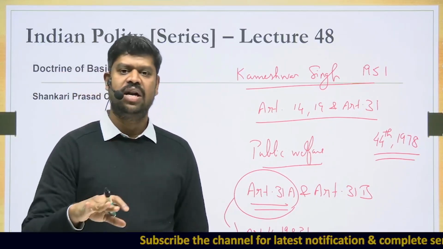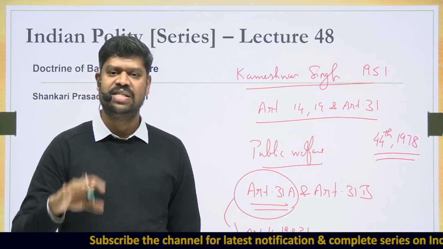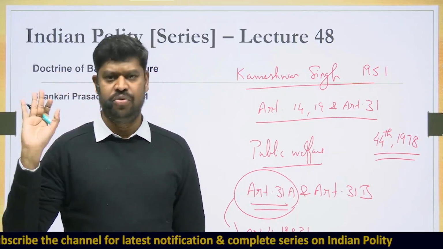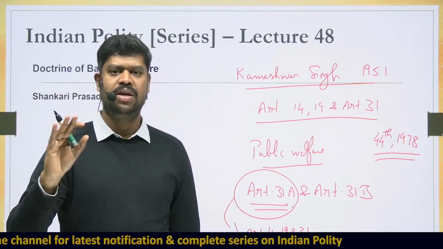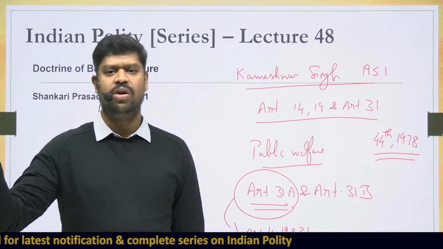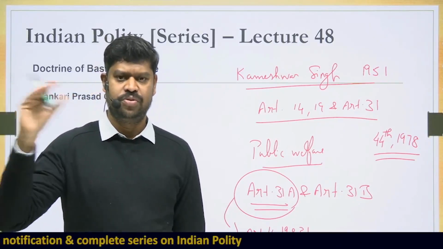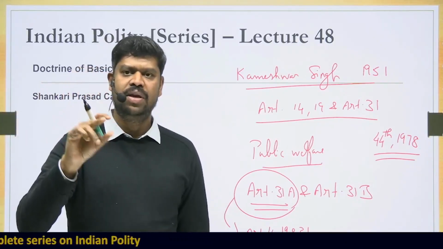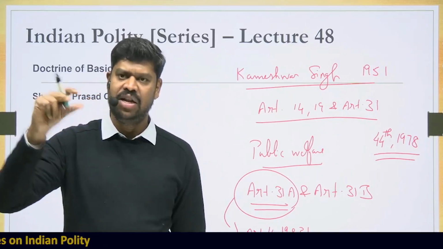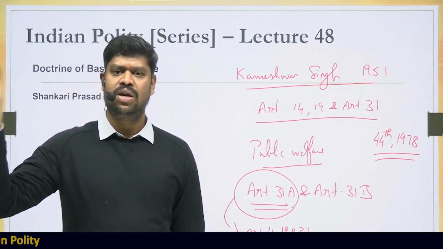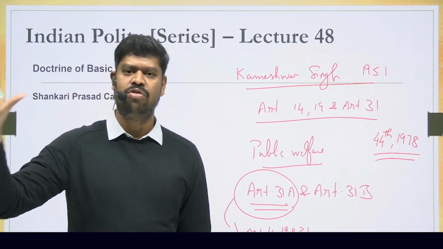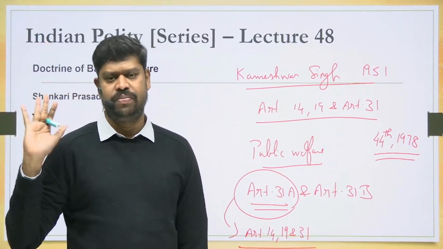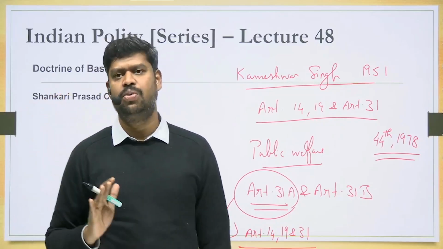Article 31B saves the law from being judicially reviewed. That means Article 31B allows for what is called the 9th Schedule of the Constitution. Let me just take a moment to explain this. Article 31B says that if any law is placed inside the 9th Schedule, that law will be completely immune to judicial review. That means it cannot be challenged at all. So that is the idea of Article 31B.